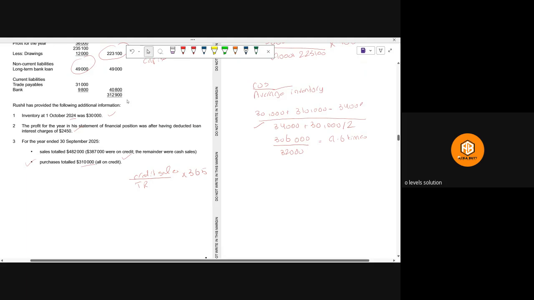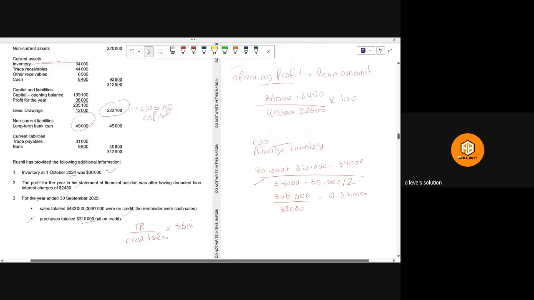Okay, so as you can see, they are saying that the sales total 4,82,000 and 3,87,000 were on the credit. Okay, I guess that the formula is trade receivable divided by the credit sales. Trade receivables divided by the credit sales multiply by 360. So we need to include the credit sales only. And let's see what the trade receivables are. It's 44,000.